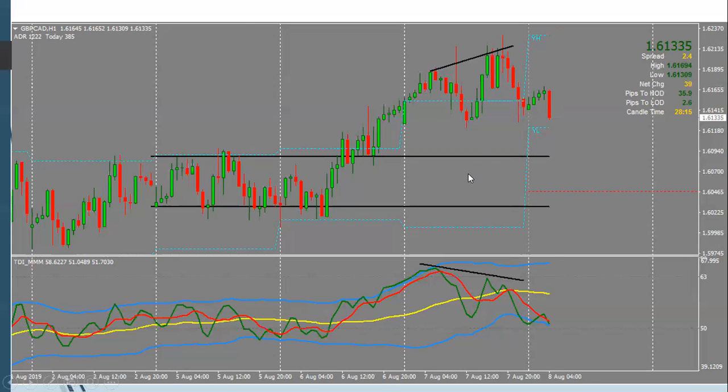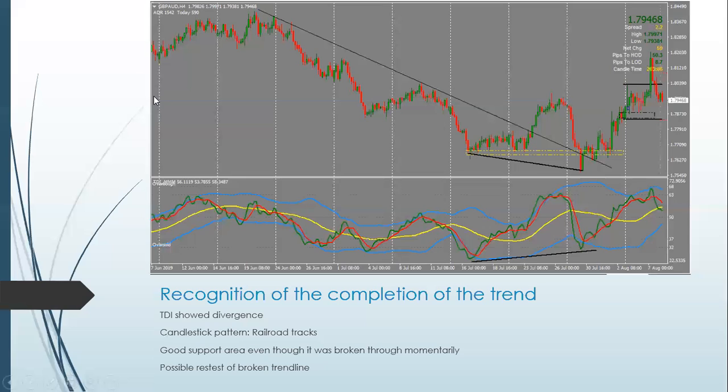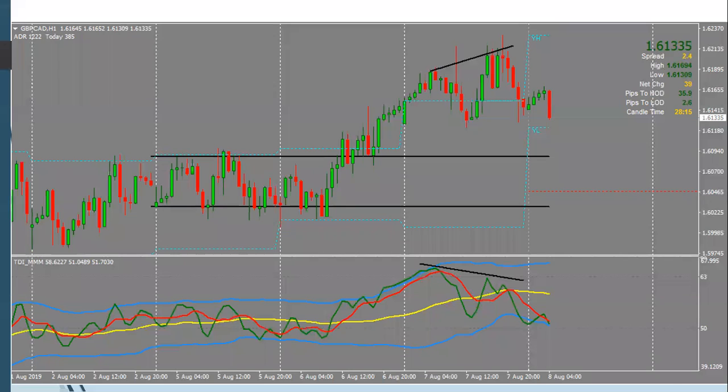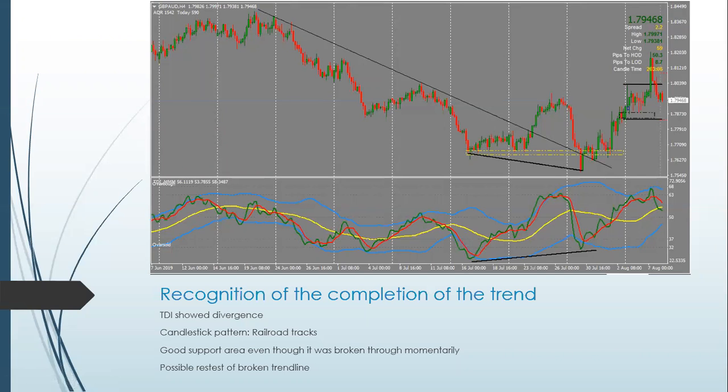Let's look at some more examples. So this is GBP/Australian dollar, right? This is the 4-hour chart. So on the previous example, this was the 1-hour chart, right? This is the higher time frame. And on this example, I used it as an exit tool. I use divergence as an exit tool and an entry tool, right?